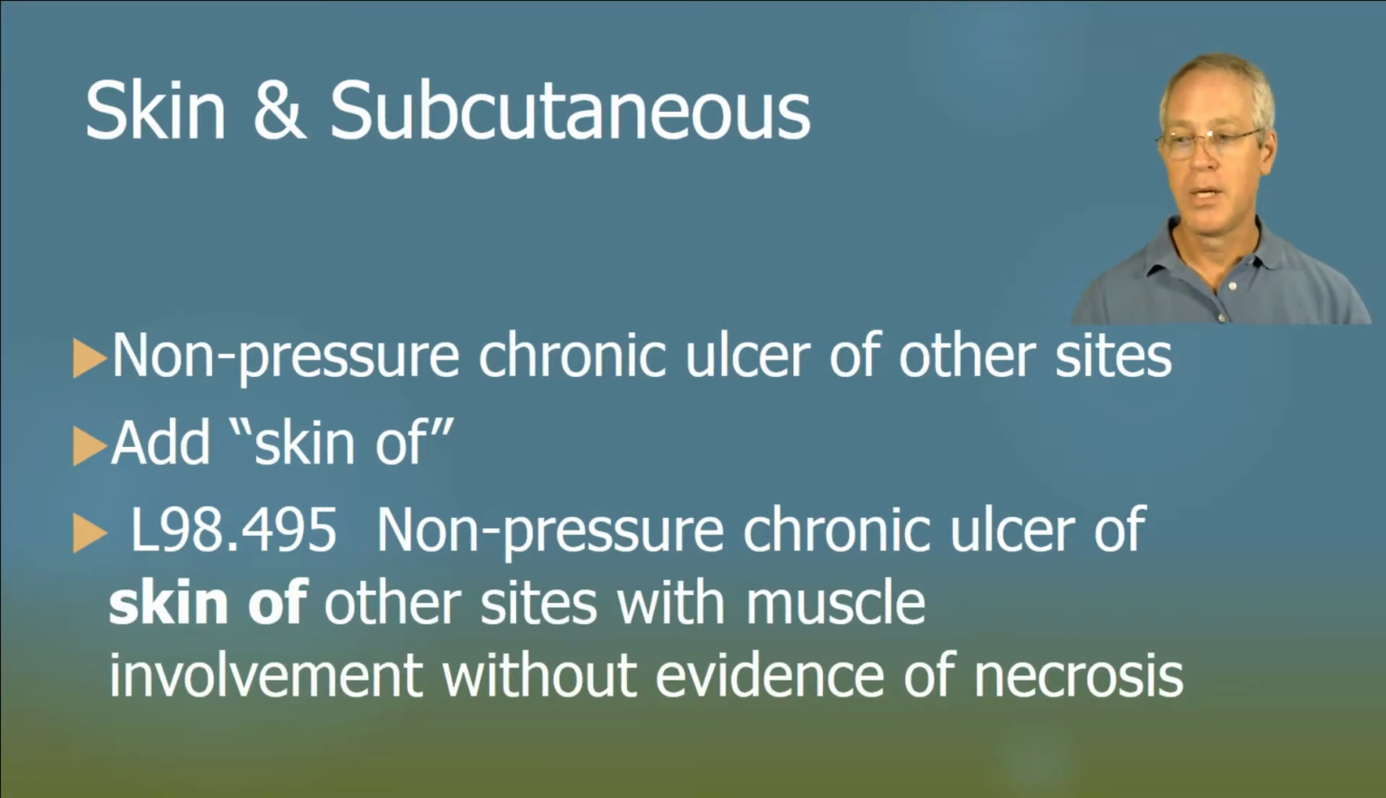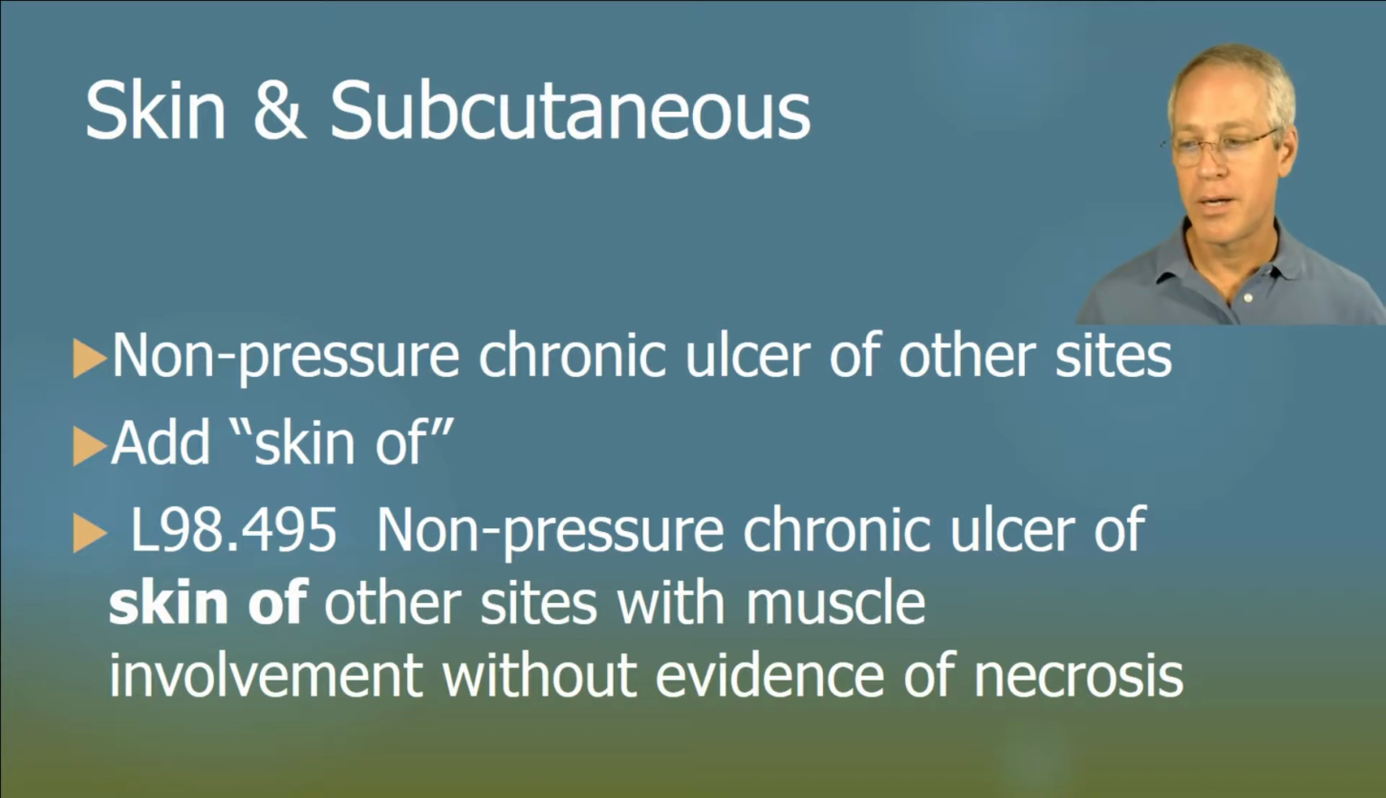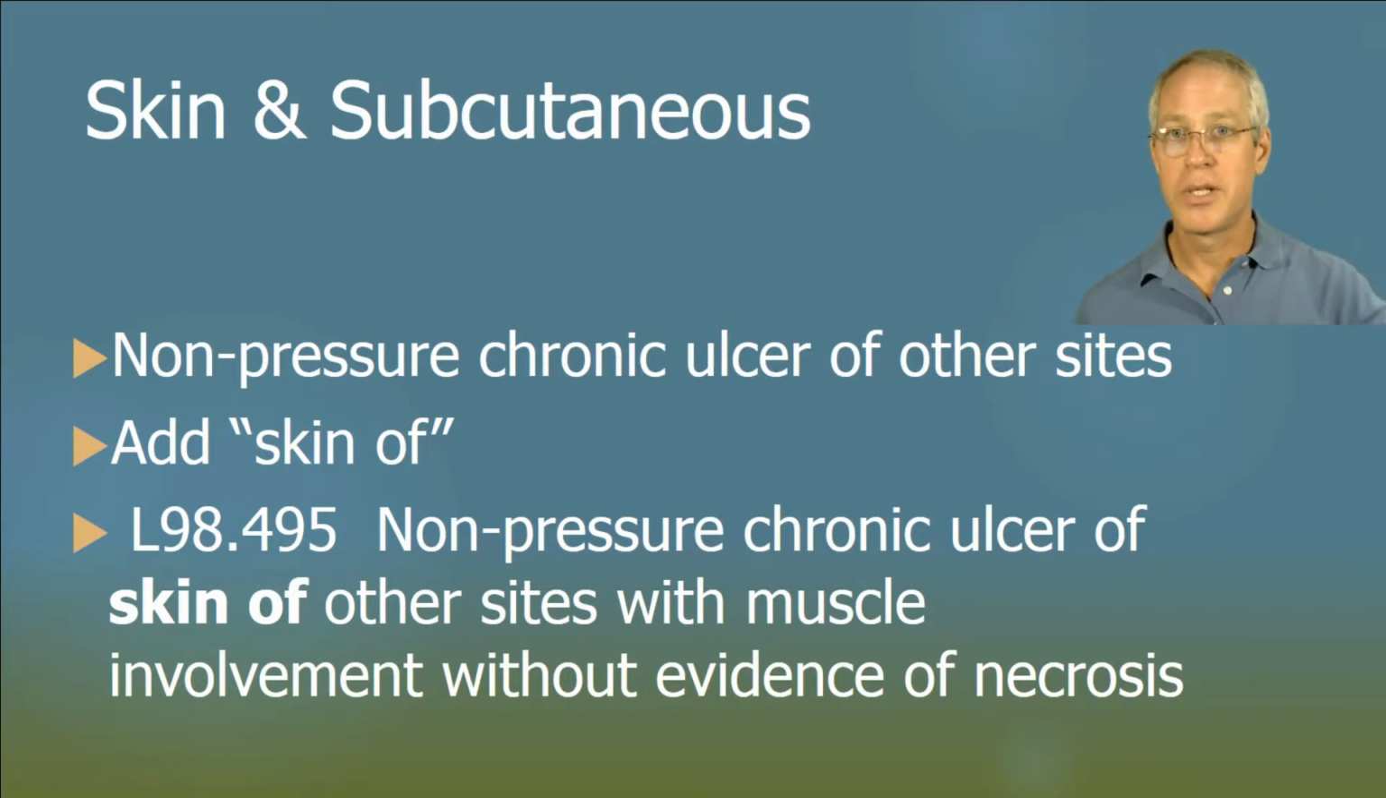Skin and subcutaneous. This is a little bit of a housekeeping code in the non-pressure chronic ulcer of other sites. For some of them that we're missing the skin of, it adds the skin of. Now most of the other specific sites like the buttock will designate these by layers, limited to skin, involving the fat, involving the muscle, and the bone. But the other sites that don't have their own classification, just to remind us that it's the skin of for these particular codes. And just an example, L98.495, non-pressure ulcer of the skin of other sites, but can involve the muscle, but without necrosis. So it's still to say it involves the skin, but whatever additional layer below that as well.